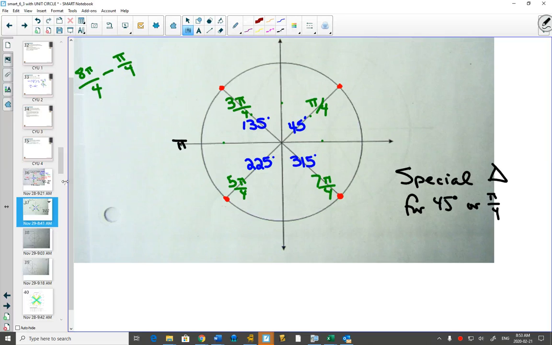Well, we know SOHCAHTOA comes from right-angled triangles, so I draw a right-angled triangle. And I mark one angle as 45 degrees. If that angle is 45 degrees, then the other angle would be 45 degrees, which makes this triangle special. Not only is it a right-angled triangle, it's also isosceles. When you have two angles the same, it's an isosceles triangle. Every time you have two angles the same, you will also have two sides that are the same.